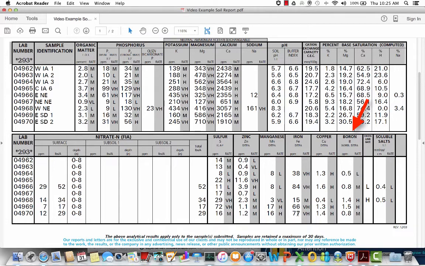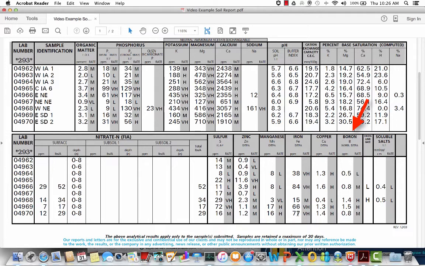Also, if you look at banding boron in a strip till or maybe in a 2x2, you can create a toxicity area by banding that boron. So the recommendation that comes from the laboratory, like I said earlier, is based off of broadcast application. If you go to band boron, you really should reduce that recommendation by 10. So divide it by 10 to come up with an appropriate recommendation for a banded application.